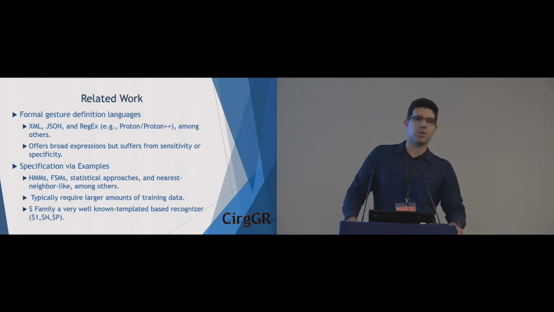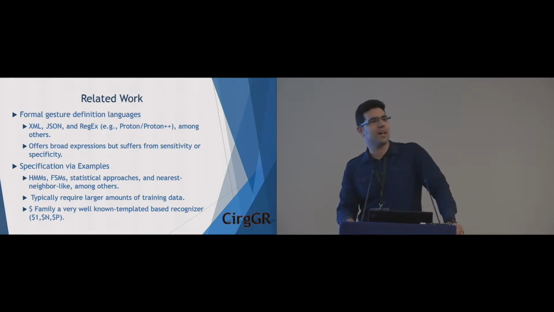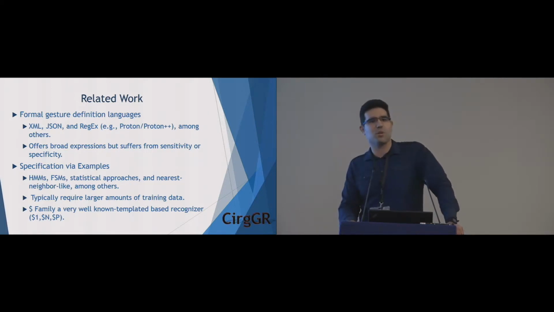To give you a little bit of context where CircGR stands, when it comes to recognizers, you usually have two main approaches to gesture recognition. You usually have a formal gesture recognition language where you define a gesture according to some syntax or some structure. And then if a gesture or an input meets that structure, then it's classified as that. You have examples with XML, JSON, and even regex when it comes to Proton and Proton++. This offers a great ability to define exactly what gesture you want to capture, but a gesture either meets that definition or not. So it can be a little bit tricky getting just the right definition.